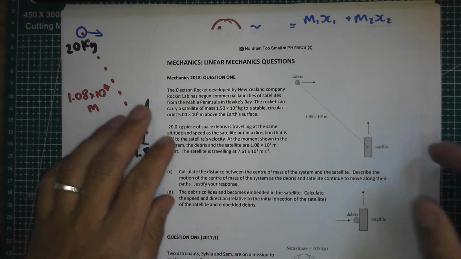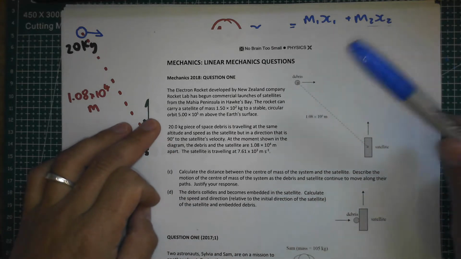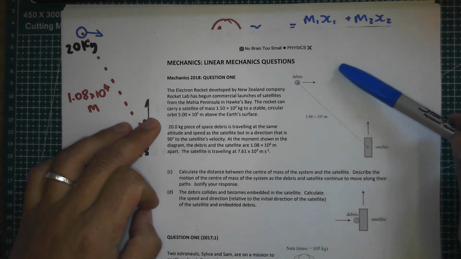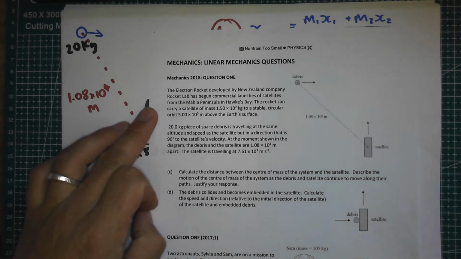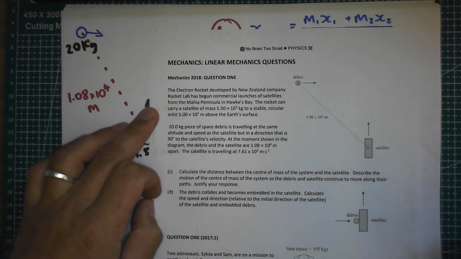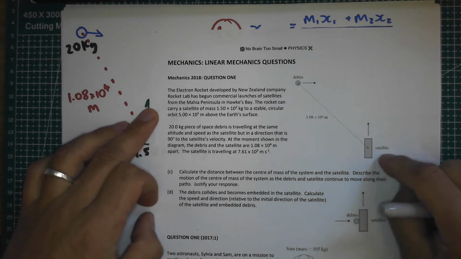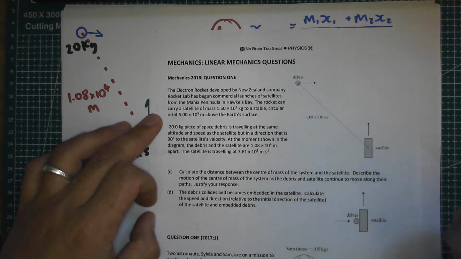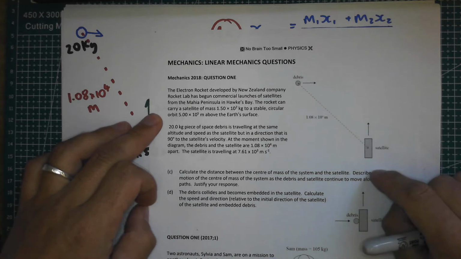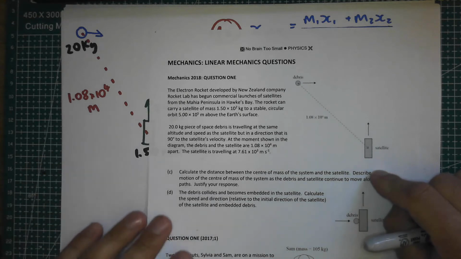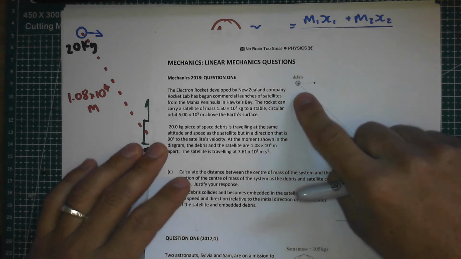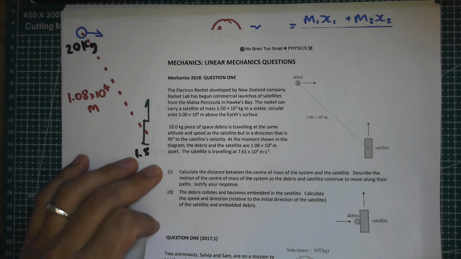Okay, so here's the first question from the No Brain Too Small linear mechanics collated questions. The first one talks about rockets being launched by Rocket Lab up on Mahia Peninsula in Hawke's Bay, and the rocket can carry a satellite of 1.5 times 10 to the 2 kgs to a stable circular orbit. Then there's this 20 kg piece of space debris travelling at the same altitude and speed as the satellite, but in a direction that is at 90 degrees to the satellite's velocity.